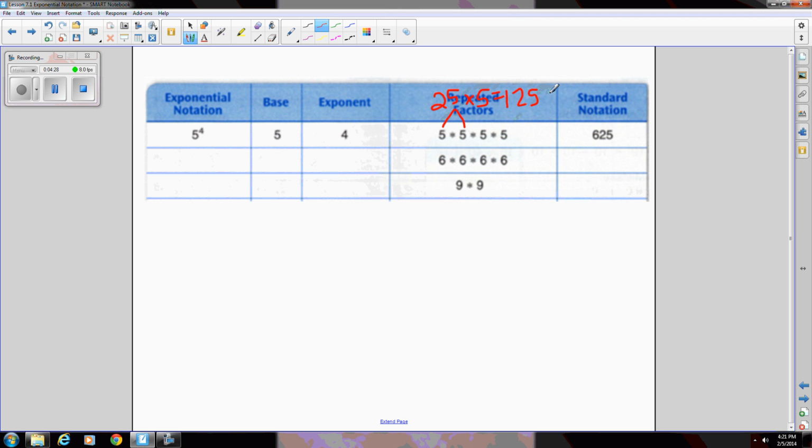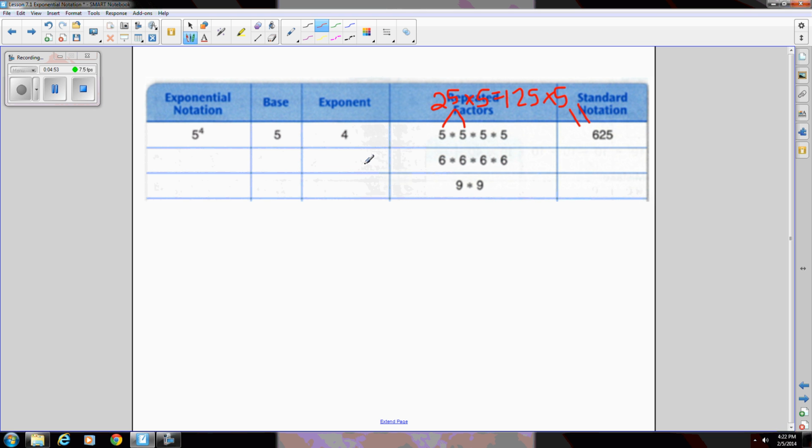So here I did 1, 2 to get 25, 3. I need to multiply 125 by my last factor of 5. Go ahead and pause me to solve that for yourself. 125 times 5. Go ahead. All right, I hope that you got 625. That is what 5 to the fourth equals. All right, we'll move on to the next one.